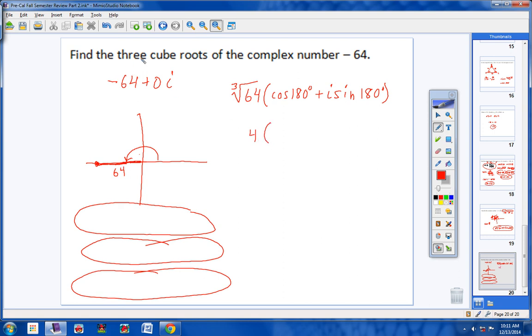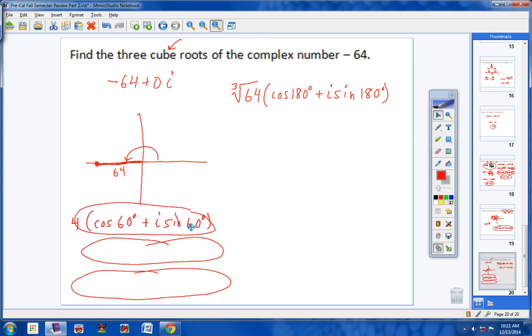Then, whatever root you're dealing with, in this case we're dealing with cubed root. So we're going to divide these numbers by 3. If it had been a square root, we would divide these angles by 2. If it was a 4th root, we would divide our angles by 4. It's a cubed root. So we're going to take our numbers here and divide by 3. So there's 1 answer.